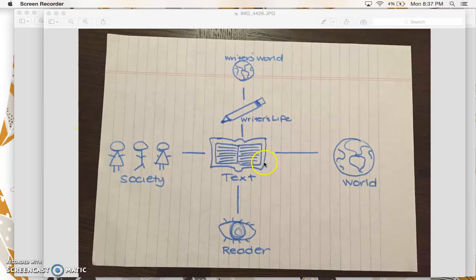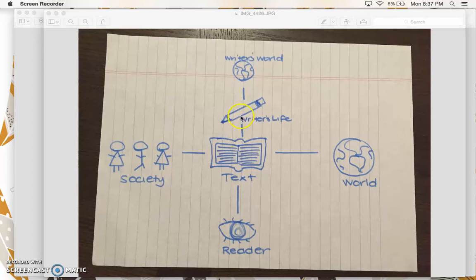Okay, once you've drawn the text, the world, and society, let's dig a little bit deeper. When we're reading the text, we can look just to the text specifically for meaning, as in we're looking at the text and nothing else connected to it. If we're not reading the text to learn more about the world or society, then we could be reading the text to learn more about the author.